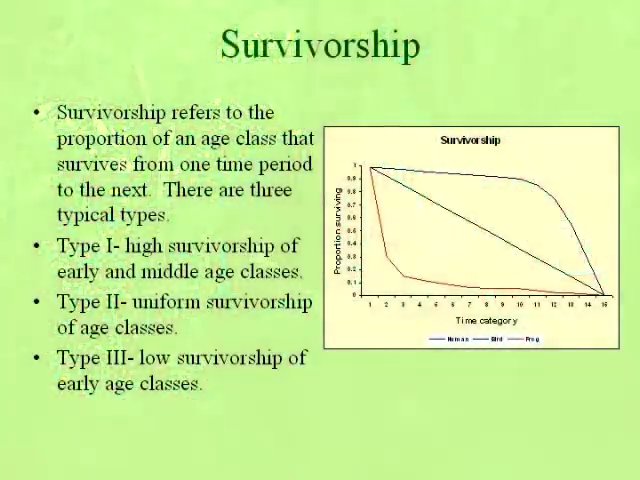So here's what I'm getting at. There are three general kinds of patterns of survivorship that we see in nature among age classes of individuals. So if we look at the blue curve on this graph, that's representative of what we can call type 1 survivorship, typical of humans, where you have high survivorship of early and middle age classes, and you don't really see a lot of mortality until old age.